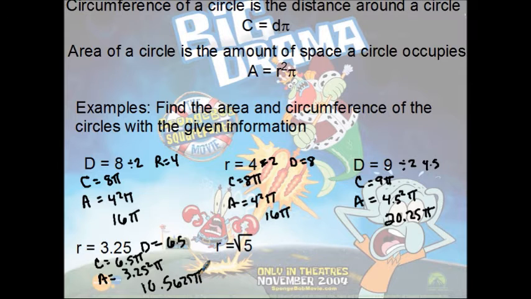Our last example. Our radius is the square root of 5. If we double the square root of 5, we get 2 square root 5. That's going to be what our diameter is going to be. So here we go. Circumference is going to be the diameter, 2 root 5 times pi. And for our area, it's going to be my radius squared pi. Squares and square roots cancel each other out, so the area is going to be 5 pi.